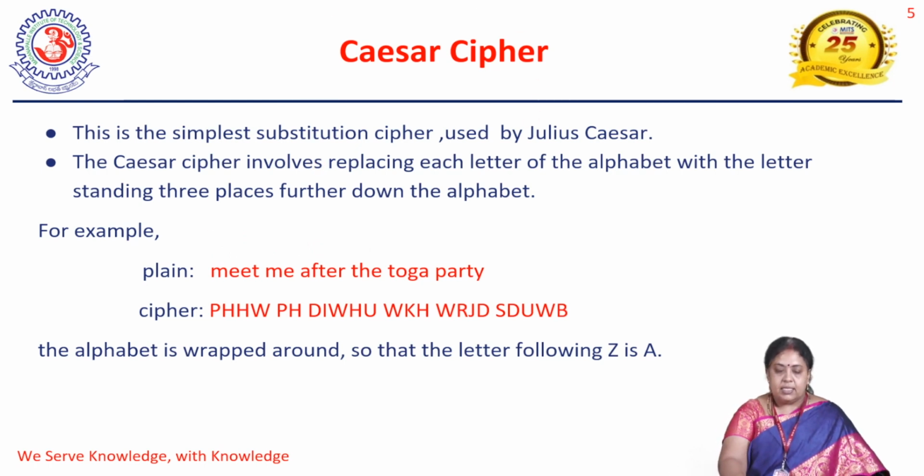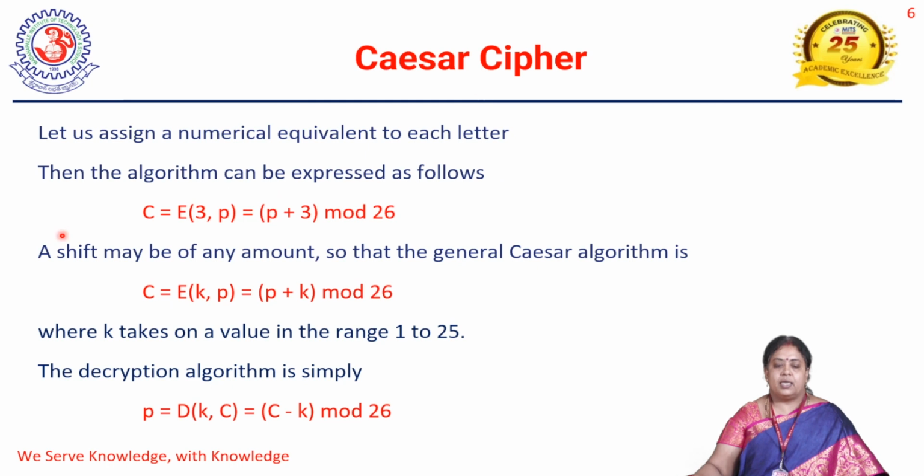This can be described notationally like this. So this is a ciphertext. This is the notation we are going to use. C is the ciphertext and P is the plain text. E is the encryption algorithm. We are going to apply the encryption algorithm on the P. And what is the key we are using? 3 is the key. That is P plus 3.